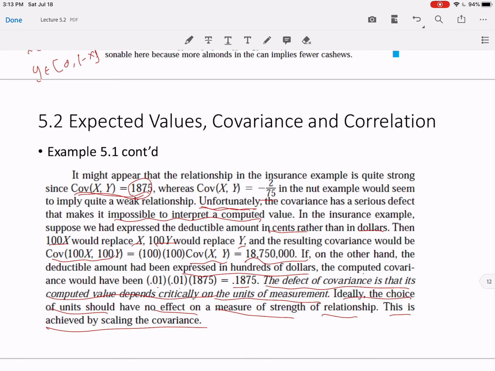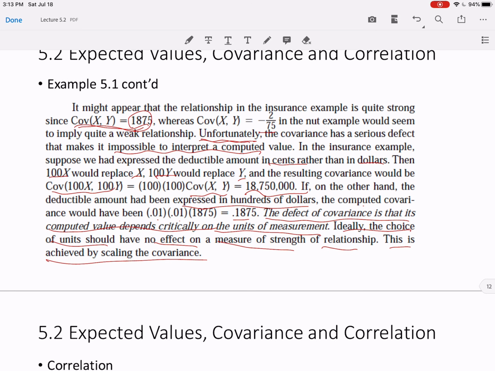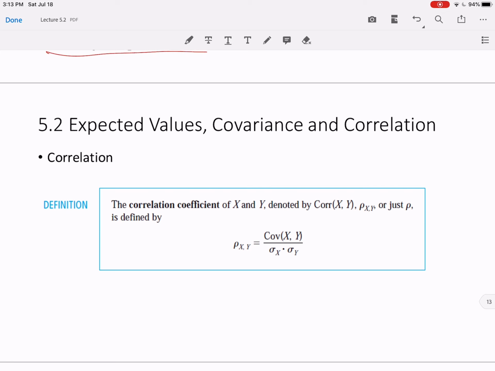All right. But once we scale the covariance, we can do that. We can see how strong the relationship is between two variables. Now let's take a look at how to scale the covariance. And this brings us to the definition of correlation. Definition: the correlation coefficient of x and y, denoted by Corr(x,y), and we usually use rho sub x y, or just rho.